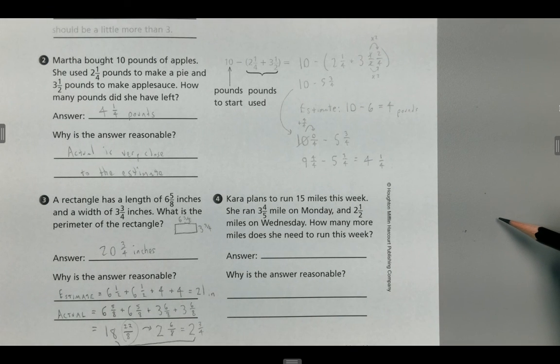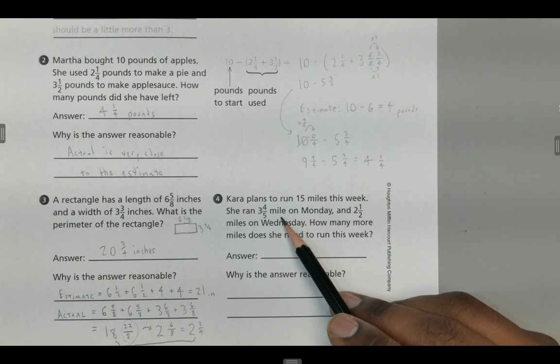Number 4, Kara plans to run 15 miles this week. She ran 3 4/5 mile on Monday, 2.5 miles on Wednesday. How many more miles does she need to run this week? Okay. So we can visualize the situation, and it's a multi-step problem. We're first going to calculate how much she ran so far. Then we'll subtract that or take that away from the target of 15 miles to find how many more miles she has left to reach her goal.